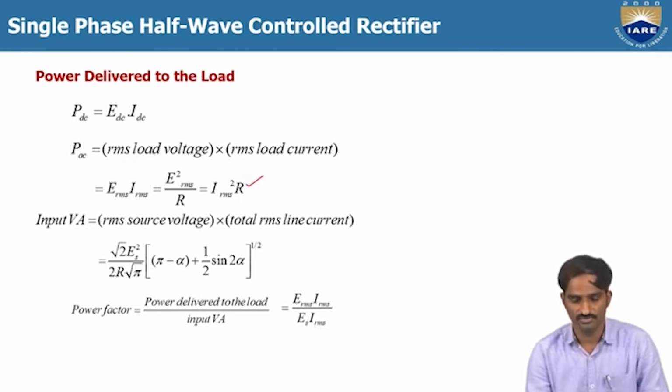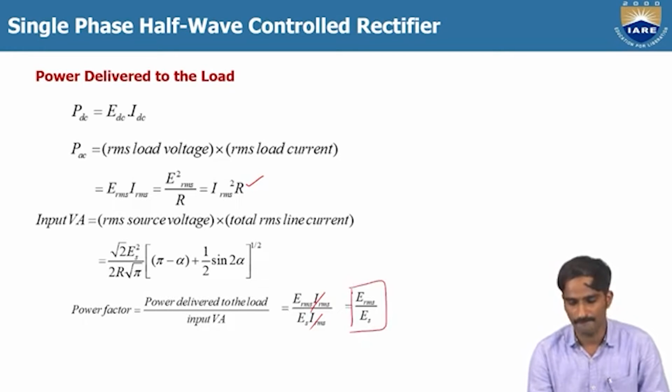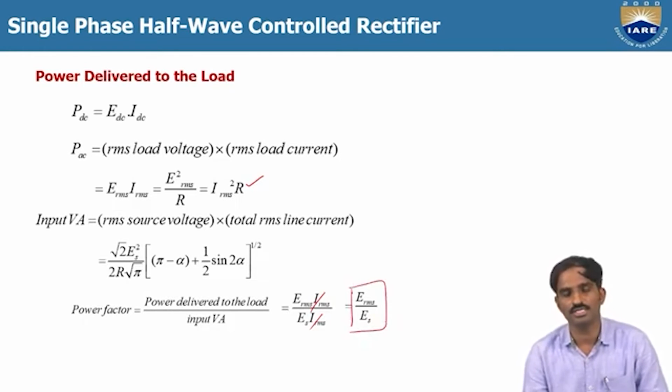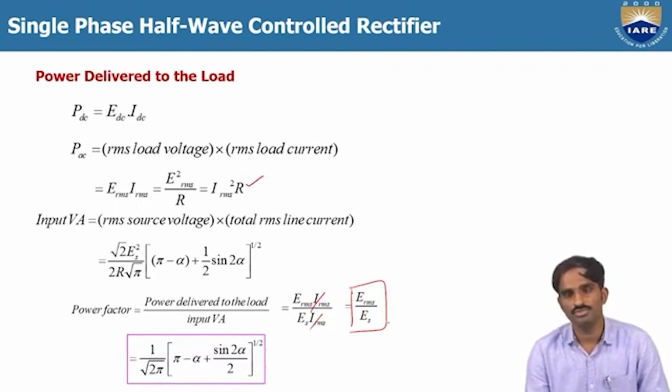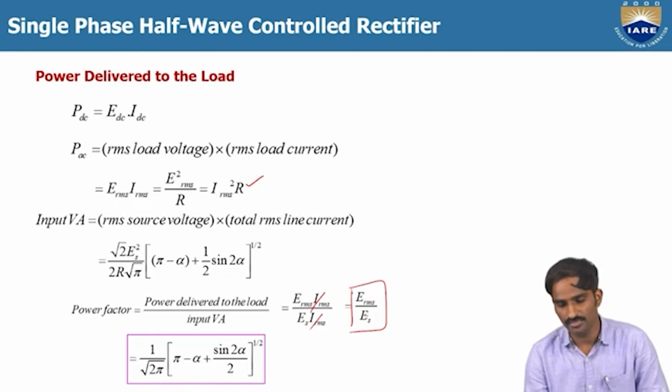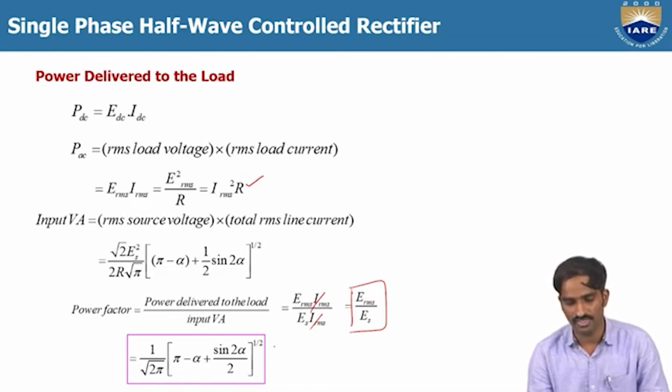Then the power factor: if you substitute the power delivered to the load and the input VA, then you will get the power factor, which is equal to ERMS by ES, because here IRMS will get cancelled. This is the power factor in the case of the single phase half wave controlled rectifier with R load. If you substitute the ERMS and ES values, then you will get the final equation for the power factor, which is this one.